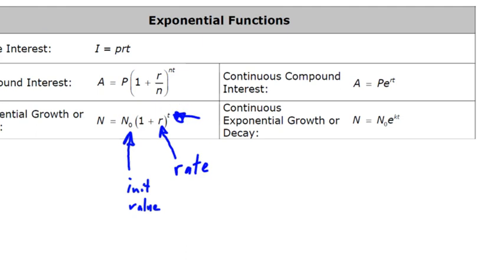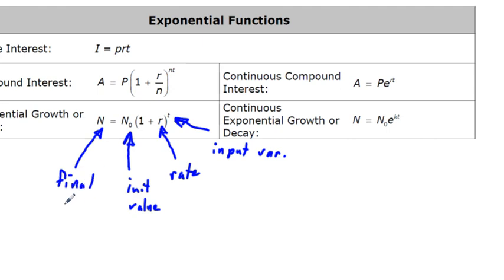Let me write that down, kind of ugly. Rate, and t, we'll say input variable. And then N is our output. It's going to be our final value, our final amount. And I said, in this case, we're going to have grams, so we're going to have initial amount, final amount. Sometimes you see A sub 0 and A instead of N sub 0 and N, but it ends up being the same thing, same concept.